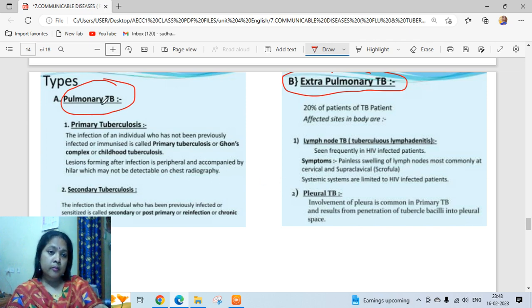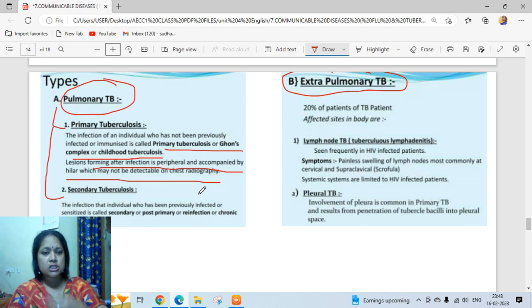Pulmonary TB is again divided into primary tuberculosis and secondary tuberculosis. Primary tuberculosis is the infection of an individual who has not been previously infected or immunized, and is called primary tuberculosis, or Ghon's complex, or childhood tuberculosis. Lesions forming after infection are peripheral and accompanied by hilar lymphadenopathy, which may not be detected on chest radiography.